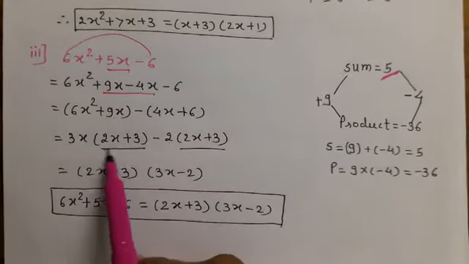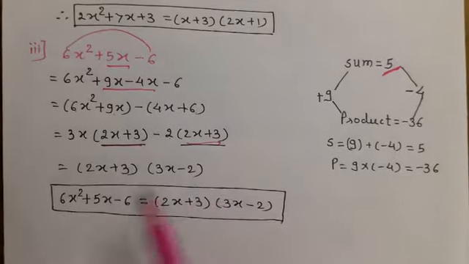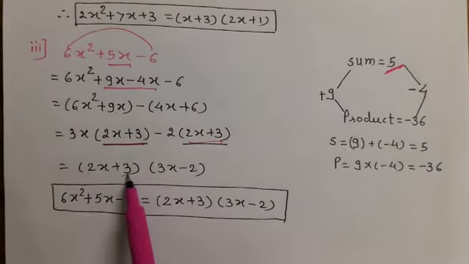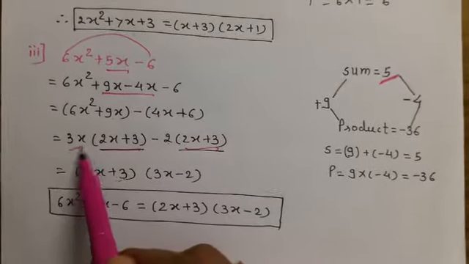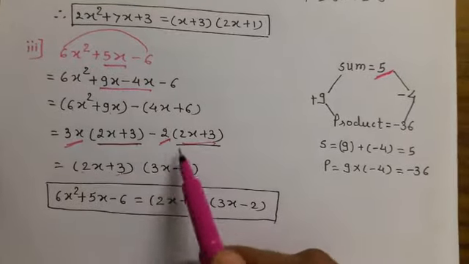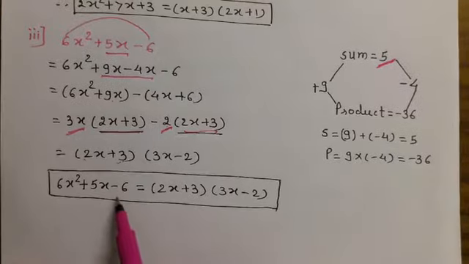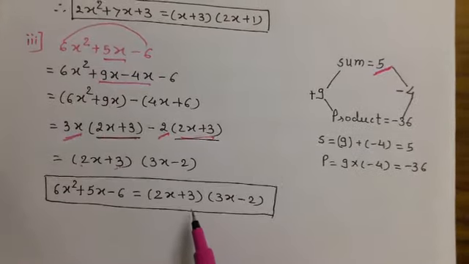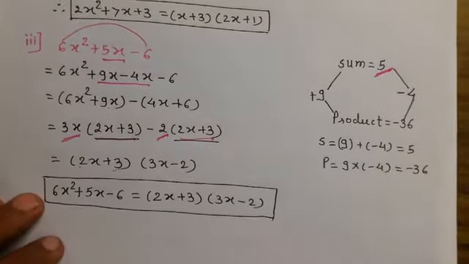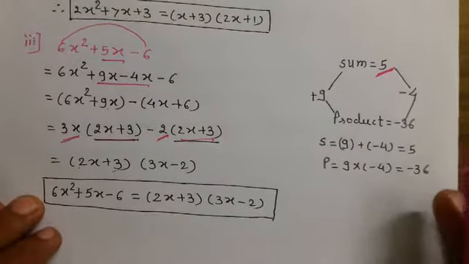So now what is common? 2x plus 3, 2x plus 3. So 2x plus 3 is common from these terms. So what is left here? 3x. And what is here? Minus 2. So which are the two factors of 6x square plus 5x minus 6? That is 2x plus 3 in the first bracket, and in the second bracket 3x minus 2.